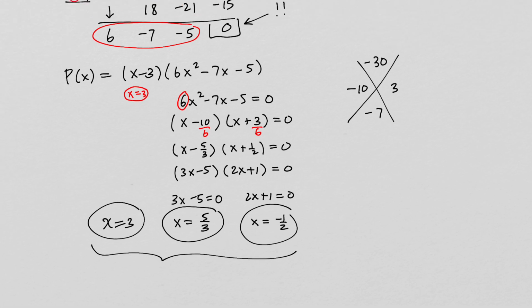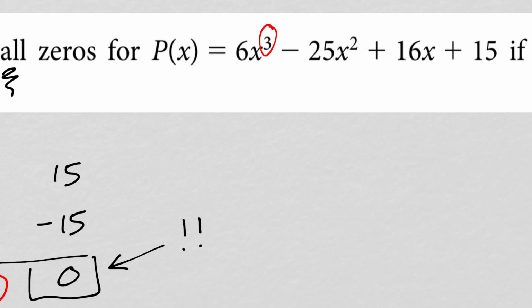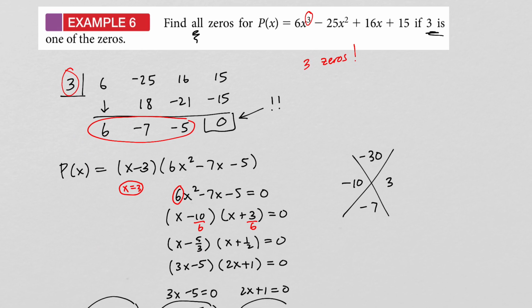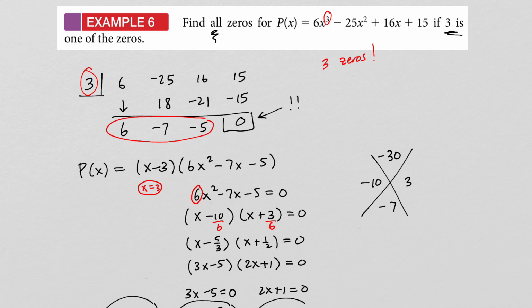Now I want you to notice that when you have a third degree polynomial, do you notice that it has 3 zeros, right? That's not a coincidence, okay? So the degree of the polynomial gives us information about the number of zeros.